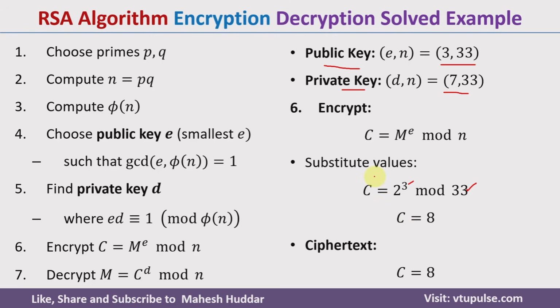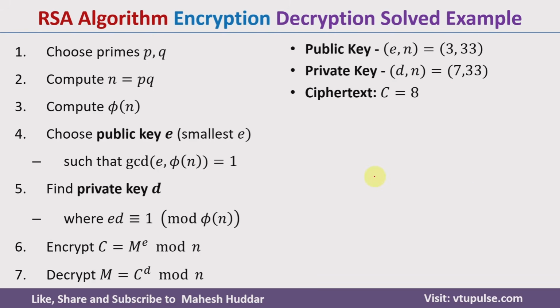Once you encrypt the message, next we will decrypt the message by using this formula. Here also we need to substitute the known values. Here we know the value of C, which is equal to 8, the value of D, which is equal to 7, and n is 33. 8 raised to 7 is a big number. For that, we will solve this equation factor-wise.